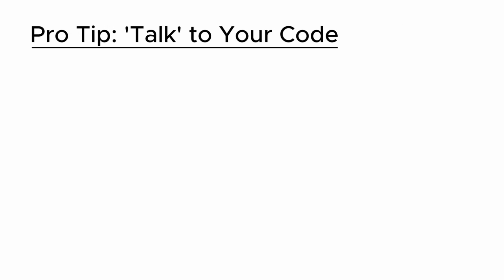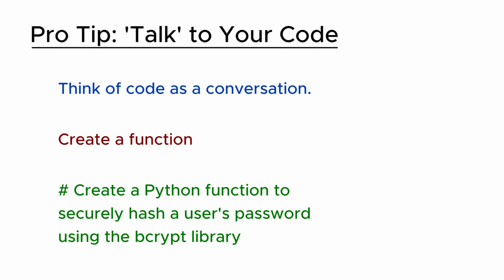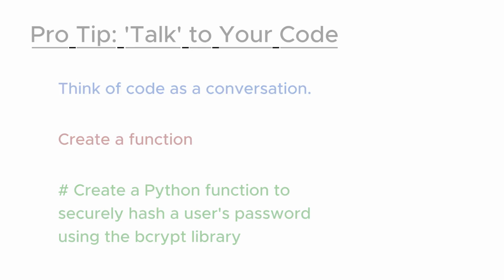Here's a pro tip that will change how you use AI assistants. Think of your code as a conversation. Use comments and docstrings to talk to the AI. For instance, instead of just saying, "create a function," tell it, "create a Python function to securely hash a user's password using the bcrypt library." The more context and specificity you provide, the better the AI's suggestions will be. This isn't just about getting code, it's about getting the right code.